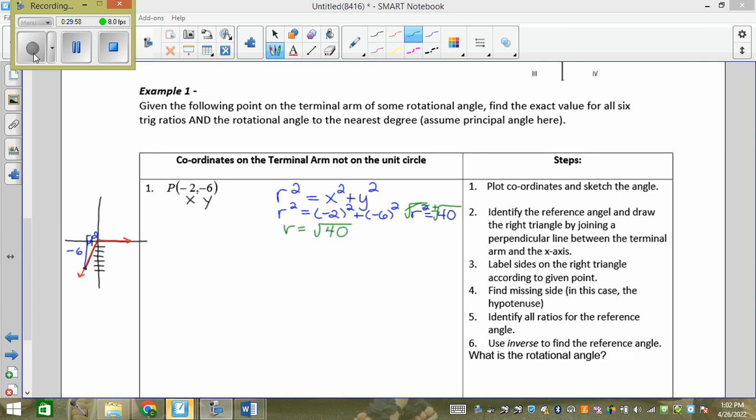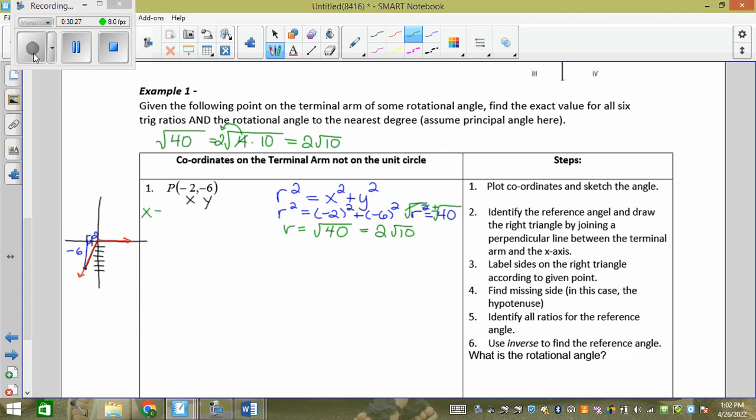Going back to grade 10, we have to reduce that. You can never leave it as root 40, you will lose marks. It's 2 root 10. Because root 40, we have to figure out what perfect square it breaks into. It breaks into 4 and 10. And when you take the square root of 4 out, it becomes a 2. So I'm left with 2 root 10. So now I have everything I need. I have x equals negative 2, I have y equals negative 6, and I have r. So I can do all my 6 trig ratios.